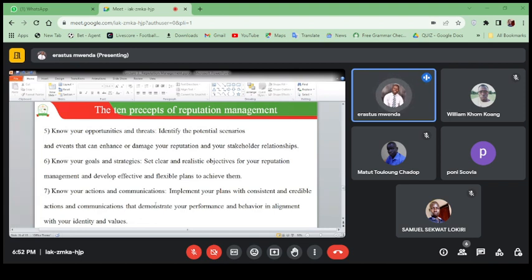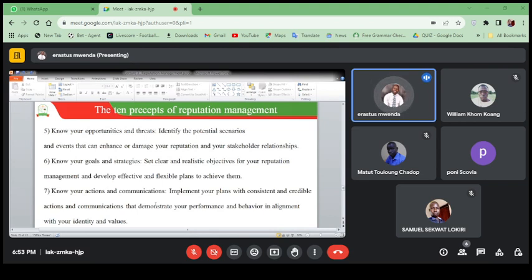The fifth one, you need to know your opportunities and threats. These strategies revolve around what I mentioned about SWOT analysis. So know your opportunities and threats, and identify potential scenarios and events that can enhance or damage your reputation. When you are in the healthcare market, you need to be aware of the risks your organization faces, as some of these risks would damage your reputation.